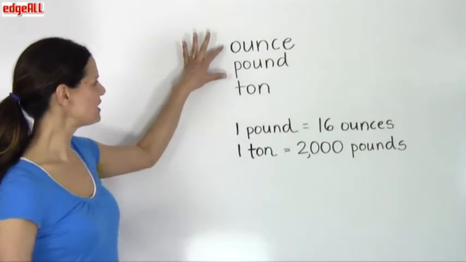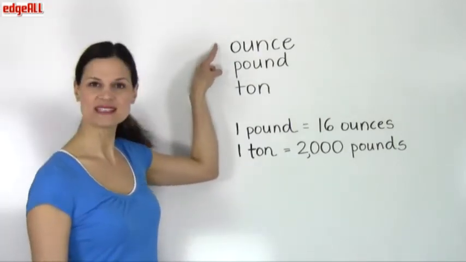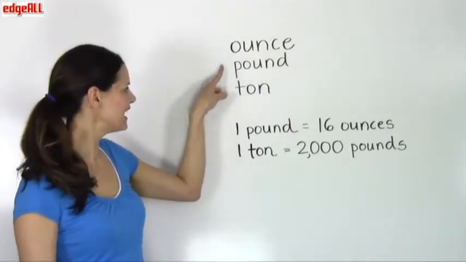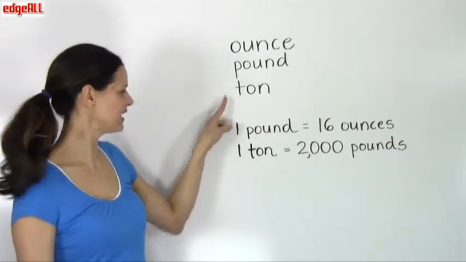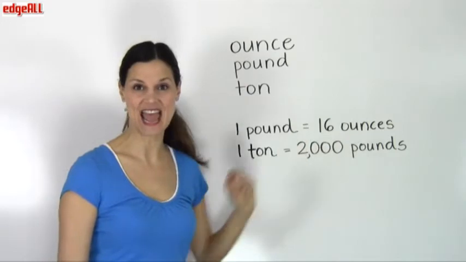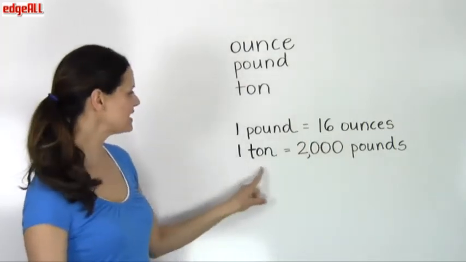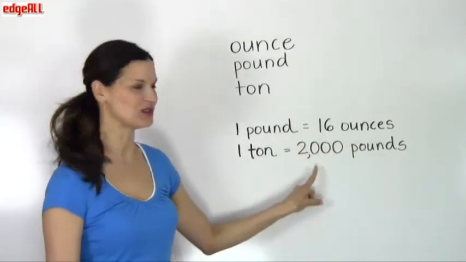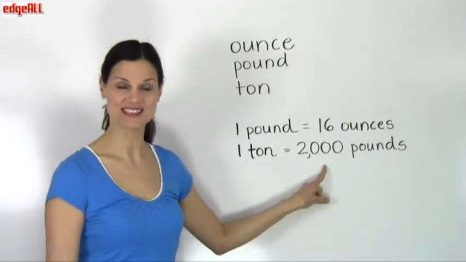Let's look at the units we use in the United States to measure mass. The most common units are ounce, pound, and ton. 1 pound is equivalent to 16 ounces, and 1 ton is equal to 2,000 pounds.